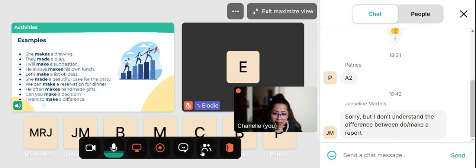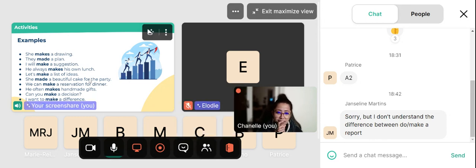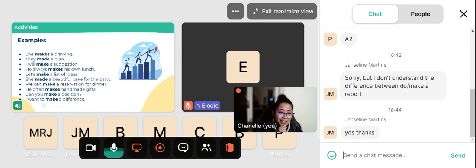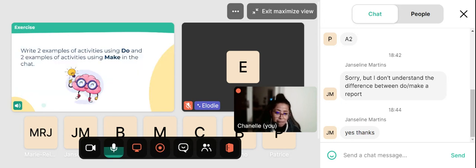Vous pouvez me dire, Janceline. Donc, I will, my pleasure. Je vais continuer. So, these are the example sentences.